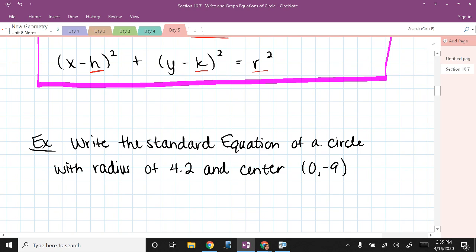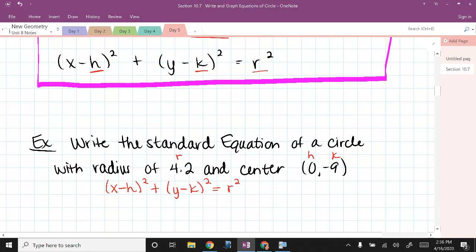This one says, write the standard equation of a circle with a radius of 4.2 and the center point at (0, -9). Just for reference, our formula is (X minus H) squared plus (Y minus K) squared equals radius squared. It told us the radius is 4.2, so I'm going to use that for R. And the center is (0, -9), so this is my H, this is my K.